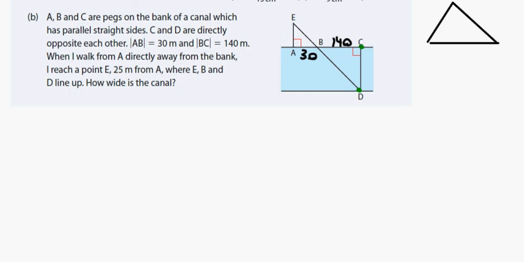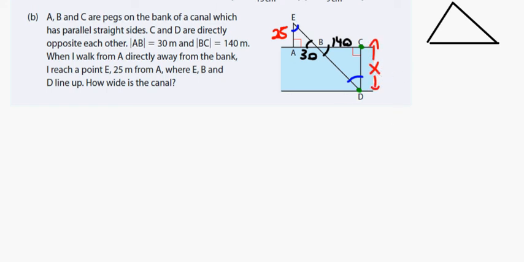Now, before I even begin, I just want to mark off the similar angles to each other. Okay, so these two are the same, and this one is the same as this one. They're actually alternate angles, because you can see the Z formed there. So we know which angles are the same. So this means that this 25, where E, B and C are, how wide is the canal? This 25 lines up with this, and I'll call it X.